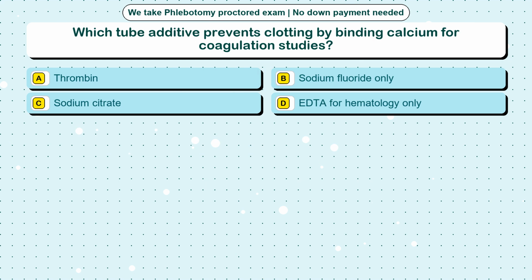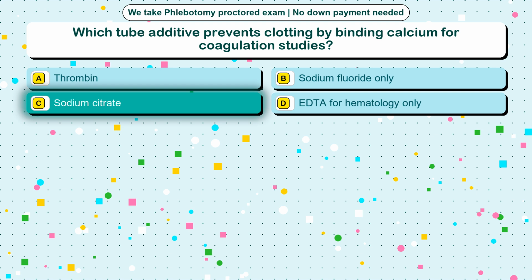Question 17. Which tube additive prevents clotting by binding calcium for coagulation studies? Option A, thrombin. Option B, sodium fluoride only. Option C, sodium citrate. Option D, EDTA for hematology only.